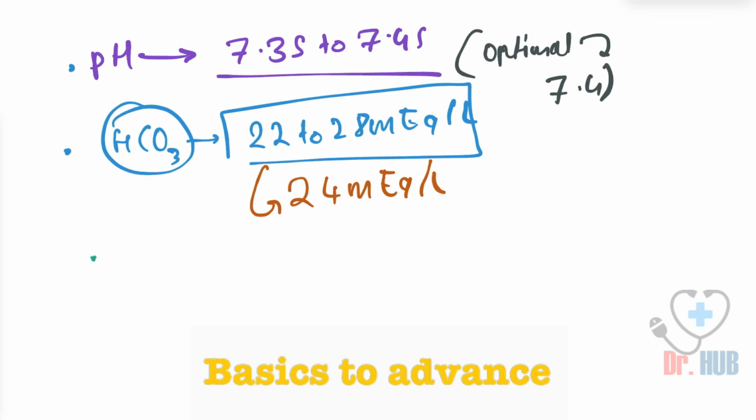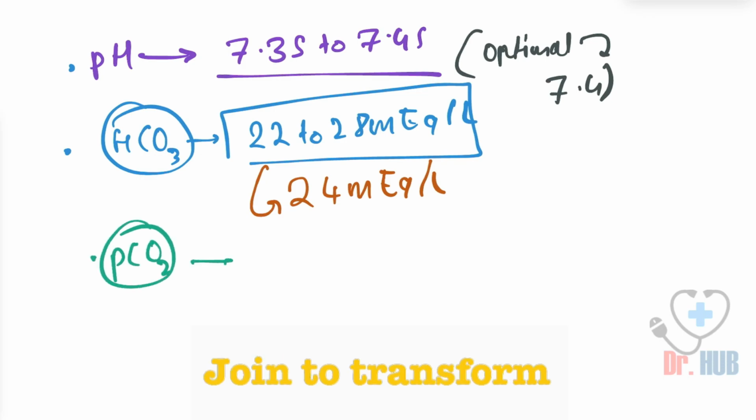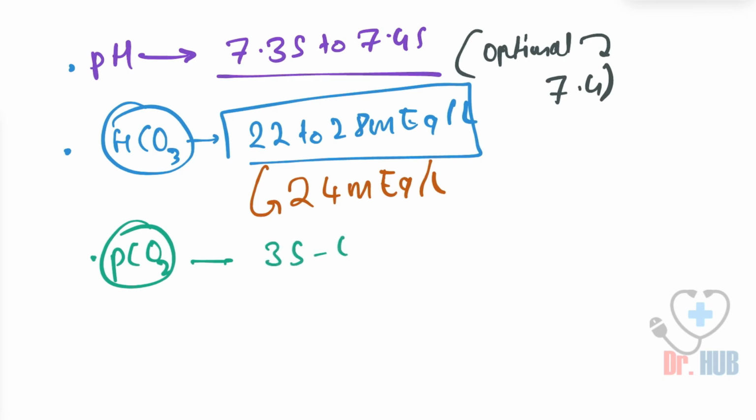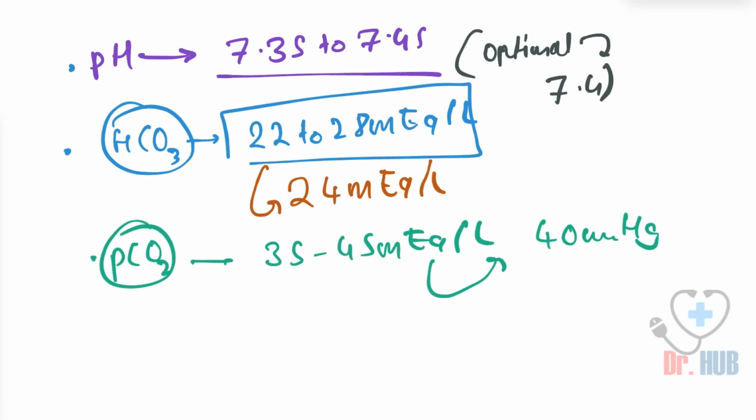So the optimal value here is nothing but the 24 mEq per L. Next we look at the PCO2. So what is the PCO2? So the PCO2, the normal range lies between 35 to 45, and this optimal value being 40 mmHg.